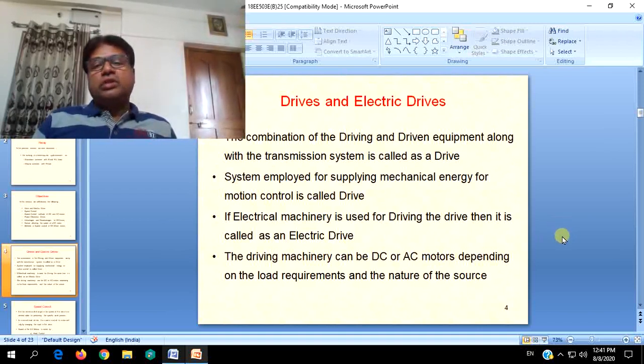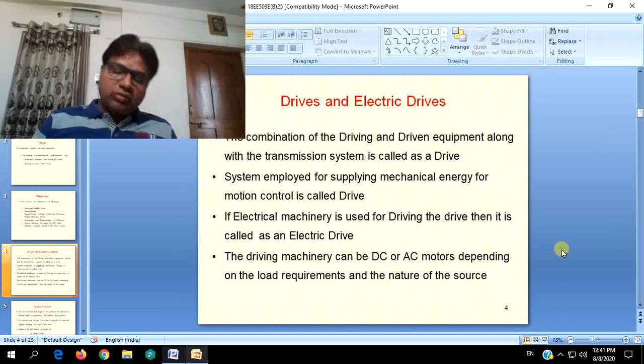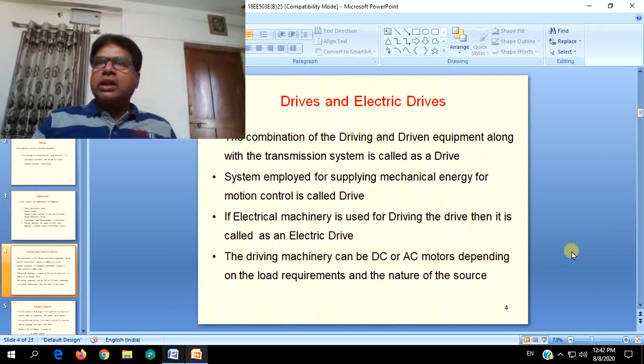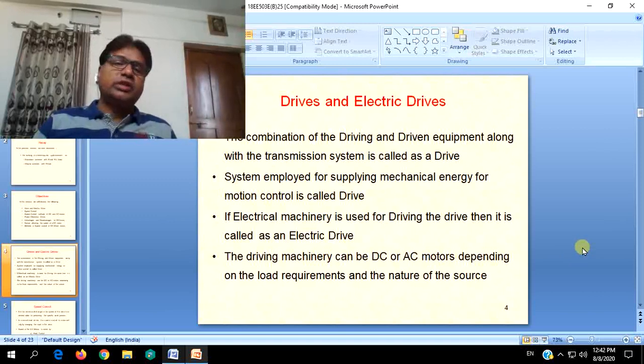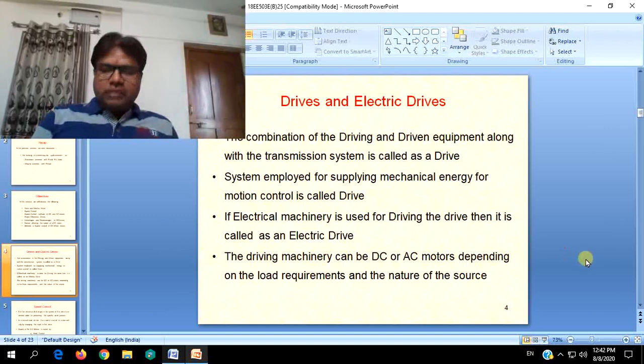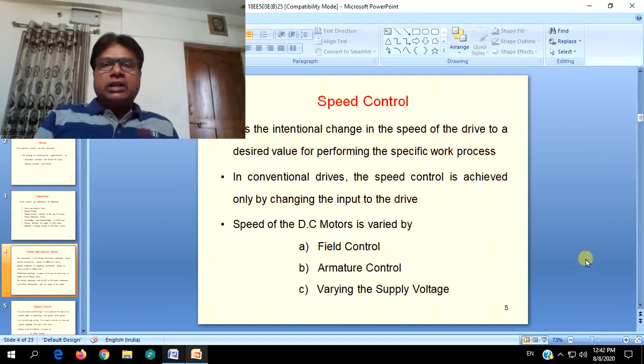So obviously, when you compare conventional drives with electric drives, electric drives have certain advantages, where you can have efficient speed control. We have already gone through the speed control aspects of DC motors and AC motors in your previous semesters. You know that. We will just be revising those concepts in a few moments, and that is all about drives and electric drives.